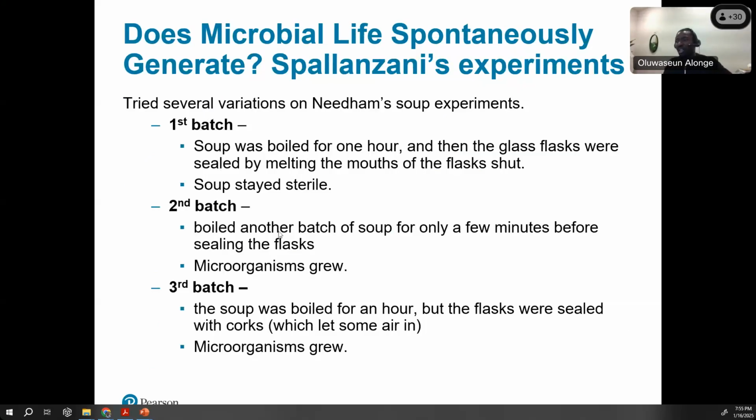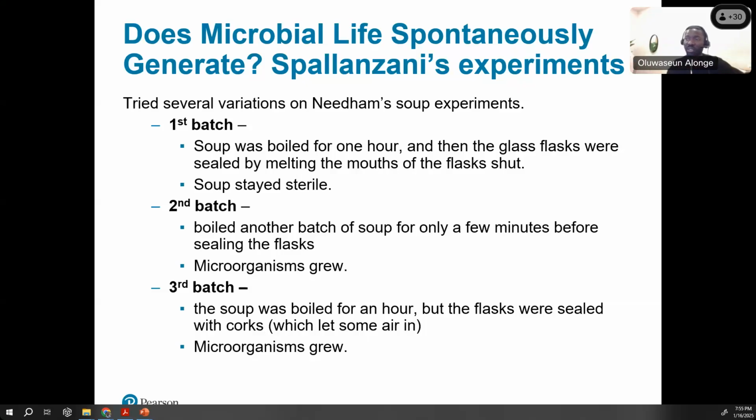Second batch, he boiled the soup for just a few minutes. He realized that microorganism grew there after some days. Then the third batch, he boiled it for 1 hour, but he didn't close it properly. So he left it open a little bit such that it can be exposed. Microorganism also grew there.